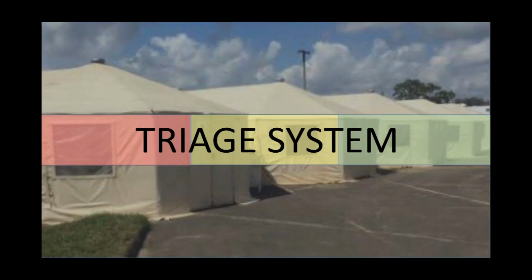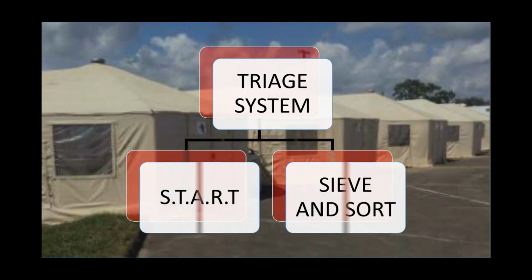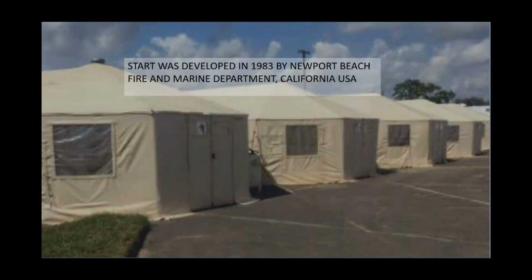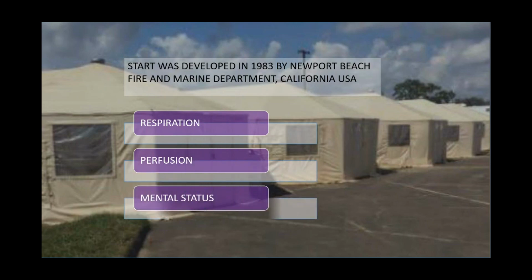Triage system. There are 2 triage systems that can be used in disaster: START triage and sieve and sort triage. START triage was developed in 1983 by Newport Beach Fire and Marine Department, California, in the United States of America. 3 components are being evaluated. They are respiration, perfusion, and mental status, RPM.